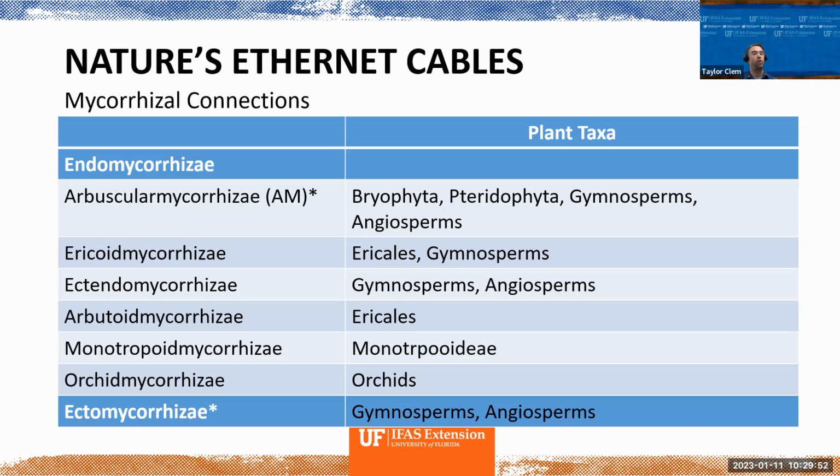And within these endo connections, the most common one is called arbuscular. It's an arbuscular mycorrhizae connection. And it has the ability to connect with, I said plant families earlier, I'm sorry, I meant plant taxa. The arbuscular mycorrhizae is the most common mycorrhizal network that we can see all over the world. And it has the ability to connect with some gymnosperms, angiosperms.